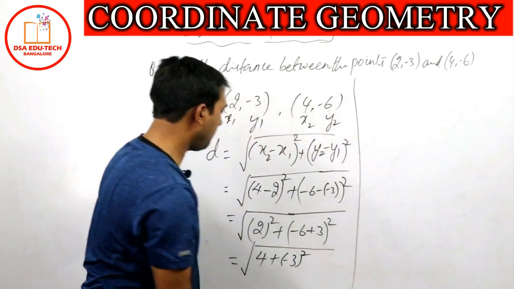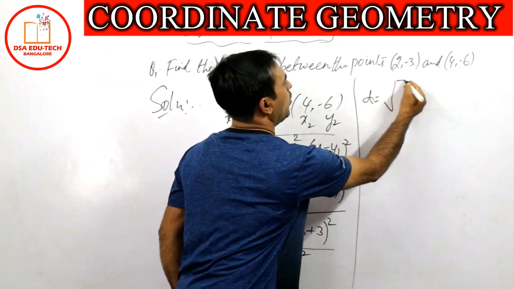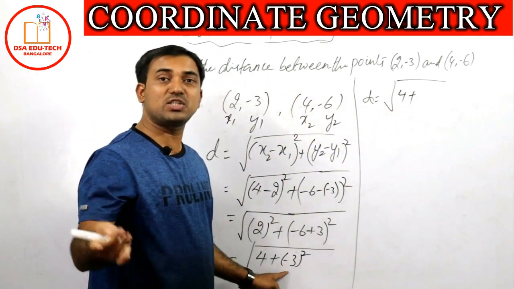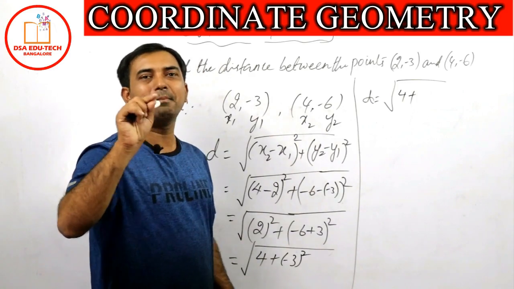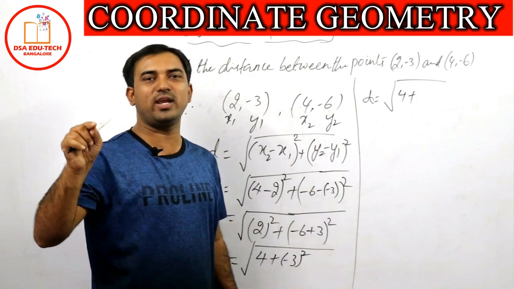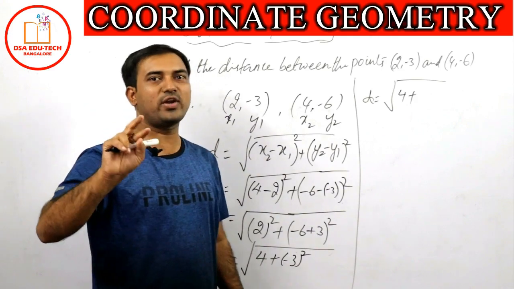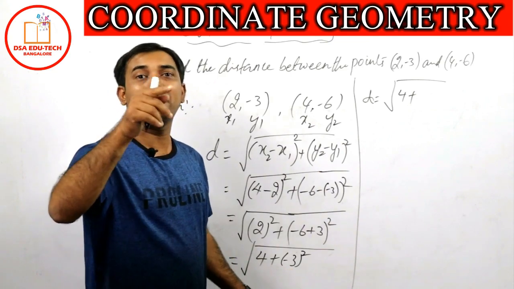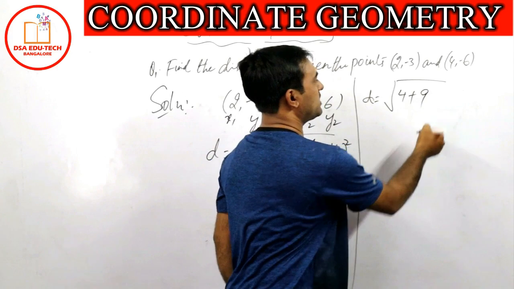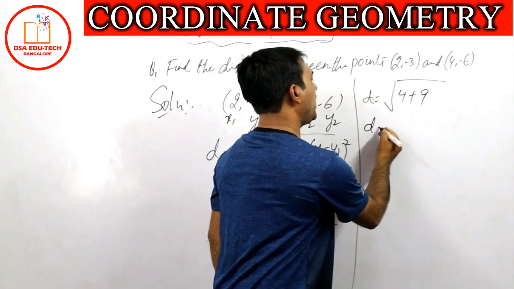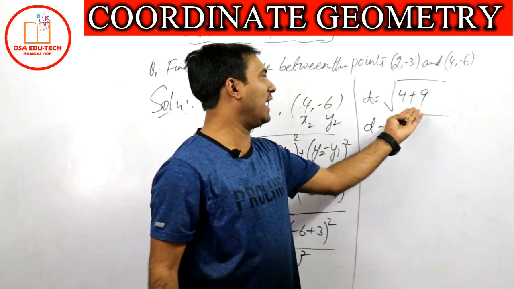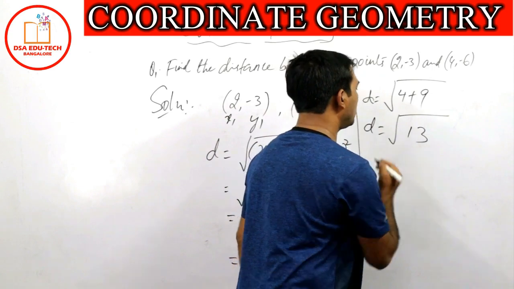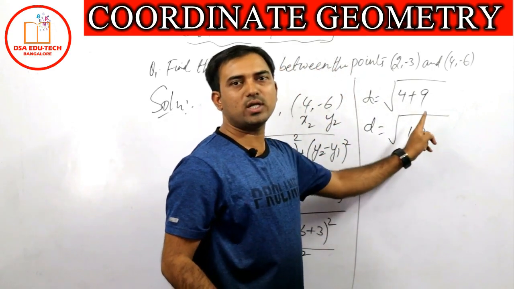Let us continue here. So d equals root under 4 as it is plus minus 3 square. Minus 3 square is nothing but minus 3 into minus 3. So minus into minus is plus, 3 into 3 is 9. So plus 9. D equals root under, we need to add them now. 4 plus 9 is 13. So d is equal to root 13.